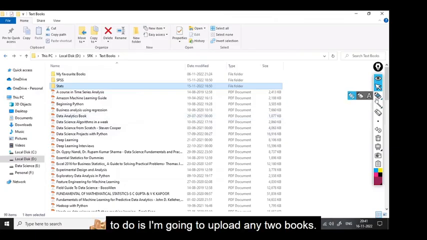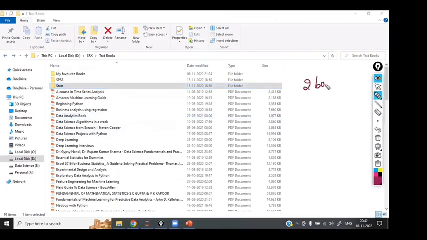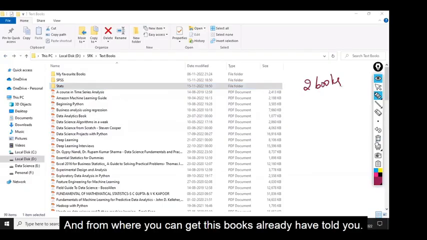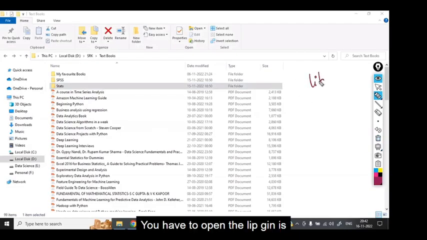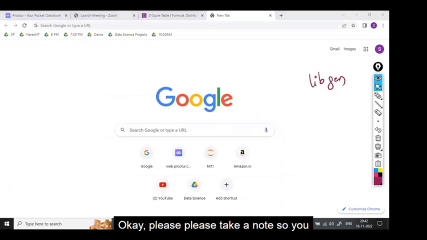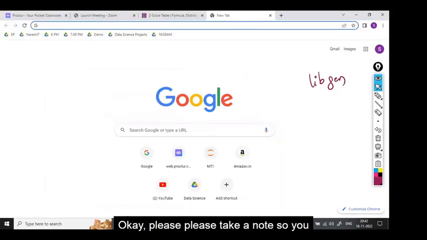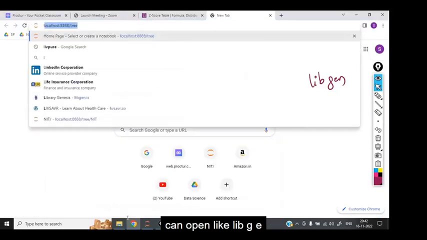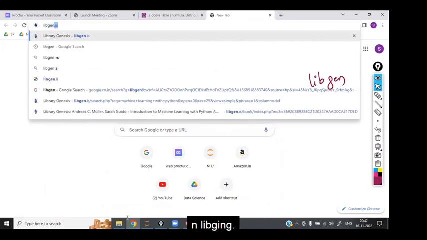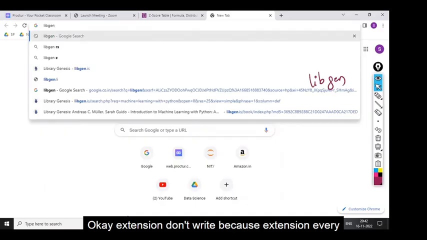What I'm going to do is upload any 2 books. And where you can get these books, I have already told you. You have to open the website called Libgen. Did I tell you? Okay, please take a note. So you can open LibGen, Libgen. Okay, don't write the extension.